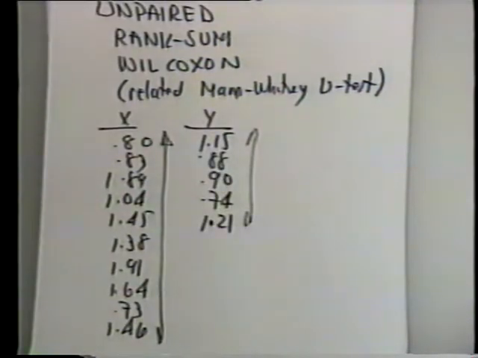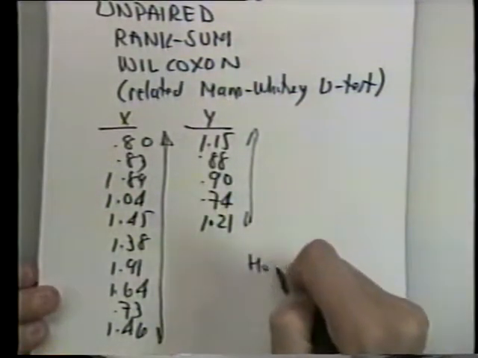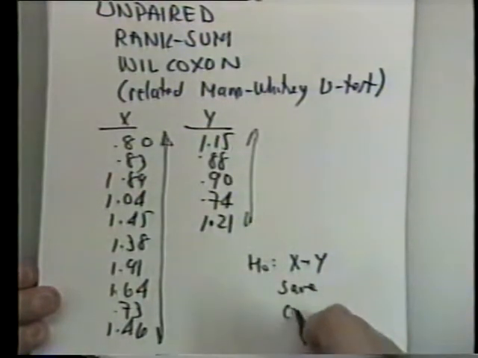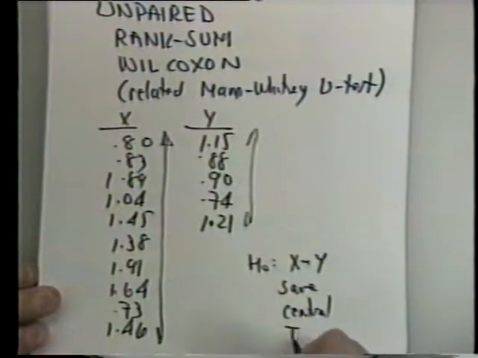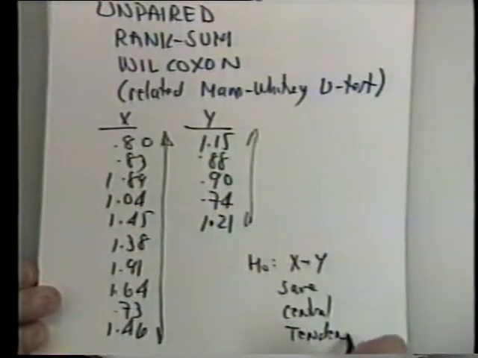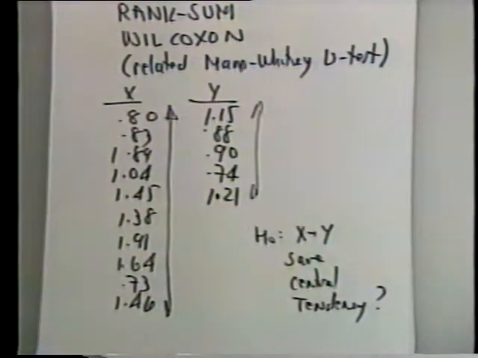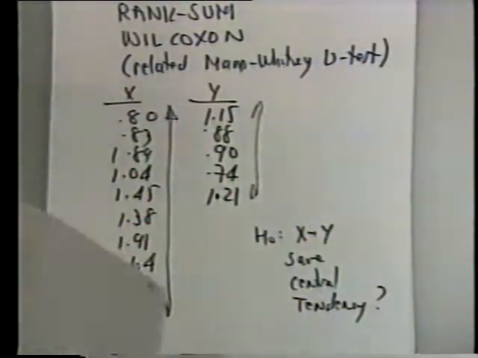What we'd like to know is, the null hypothesis is, do x and y have the same measure of central tendency? That's what we're trying to ask, and this is the test that handles that. So what we do in this test is we rank order all the data.